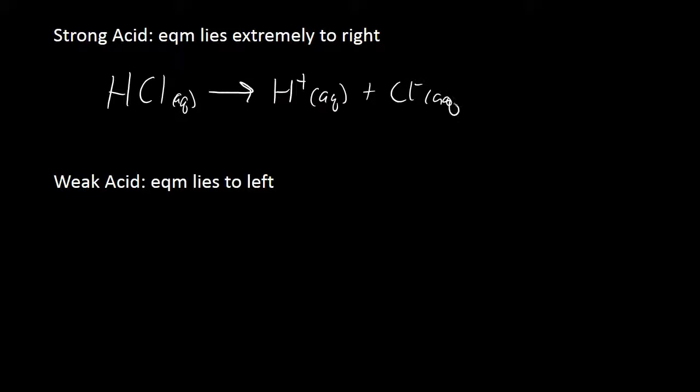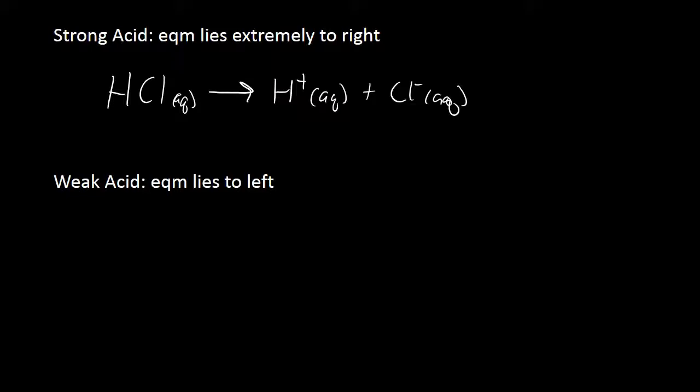So for a strong acid, the equilibrium lies extremely to the right, and that means it lies to the products, to the point where we don't actually use an equilibrium arrow and we say there's full dissociation occurring. So HCl is a strong acid. With strong acids and strong bases, we just use a forward arrow. Therefore, it's going to release a hydrogen ion and a chloride ion. So strong acids and strong bases have no equilibrium.